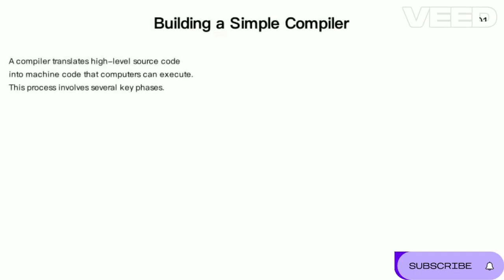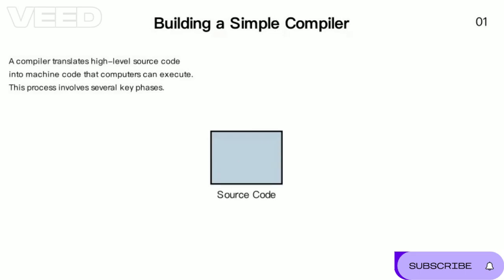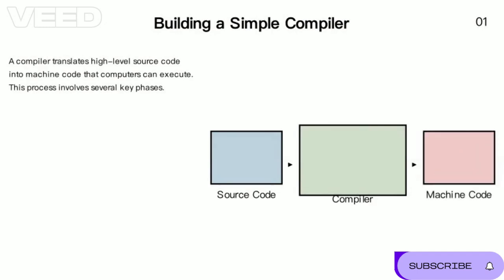Welcome to Understanding Compiler Construction. A compiler is a fundamental tool in computer science that translates human-readable source code into machine code that processors can execute. This translation process involves multiple sophisticated phases working together to ensure correct and efficient code generation.